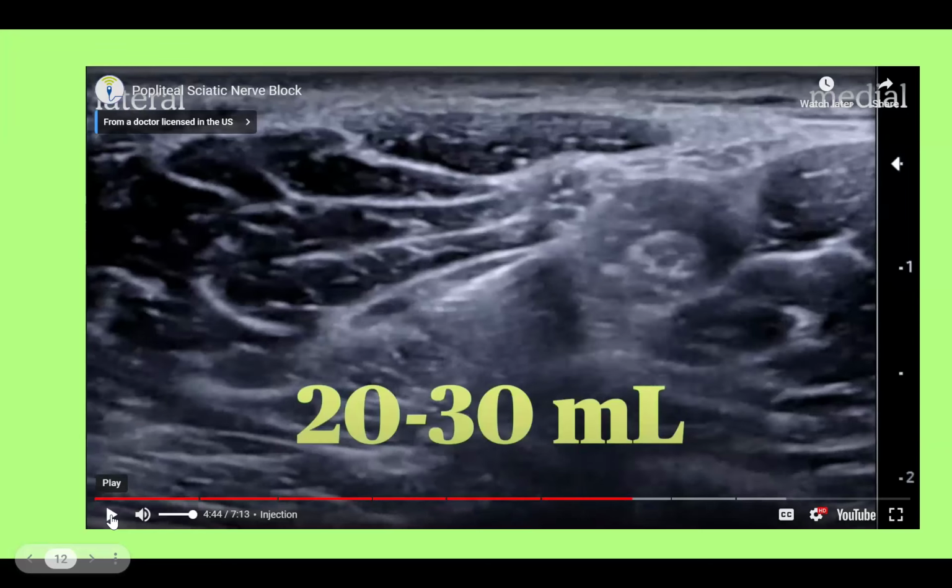In this video, they say to put 20 to 30 mils of local anesthetic in. In reality, you only need about 15 mils. And depending on what you're after, if you're after surgical anesthesia, you'd use a higher percentage, like 0.75% ropivacaine or something like that. Or if you're just after some analgesia for post-operative effect, you can use 0.2%.